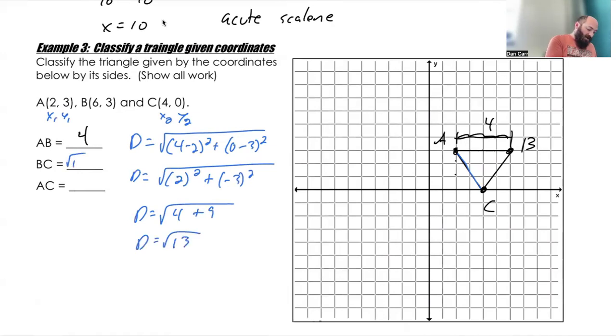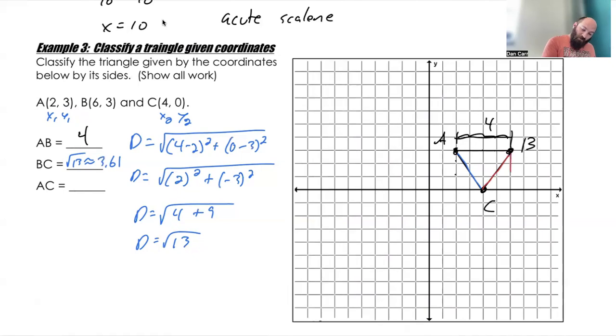So I can write that down like that. It's square root of 13, which is about, I have to pull that up in my calculator again. I want to say 3.6. Yep, 3.6. Well, 3.61.